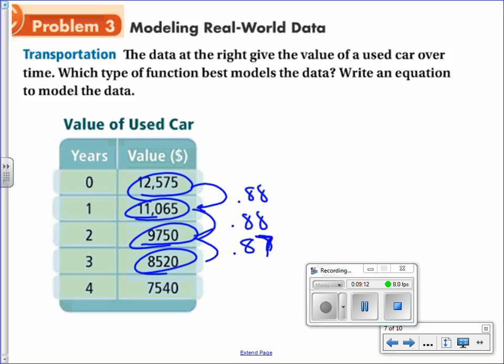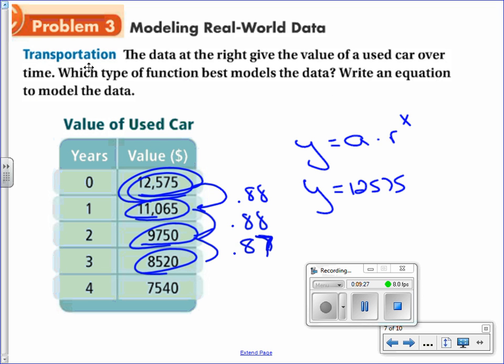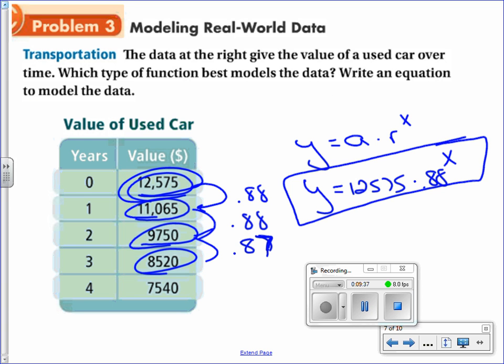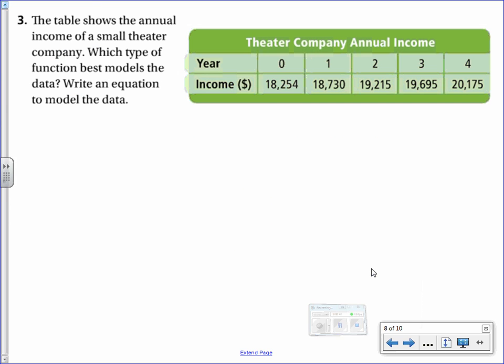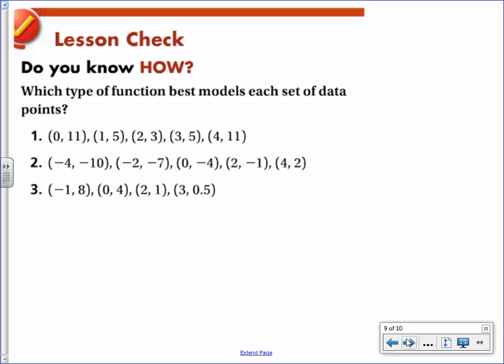The second part of this is writing the equation. When you write the equation, take your initial amount and set it up into this equation. Your initial amount is 12,575. Your r is your common ratio, which is 0.88. Raise it to the x power, and this is your equation. And that should be it. The other ones, you should be able to know how to write a linear equation and a quadratic equation based off of what we learned in the past.